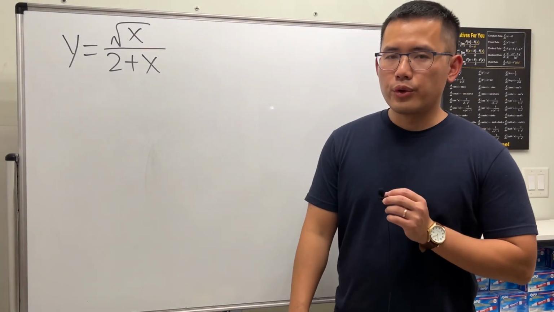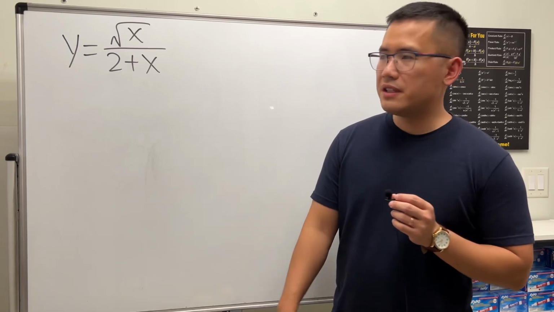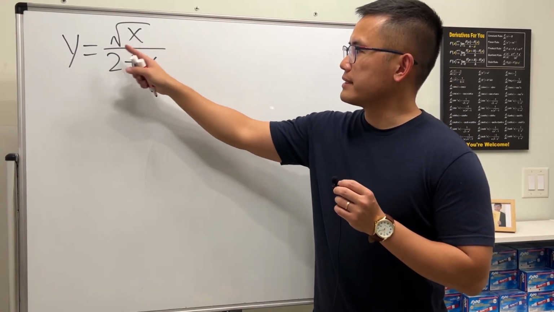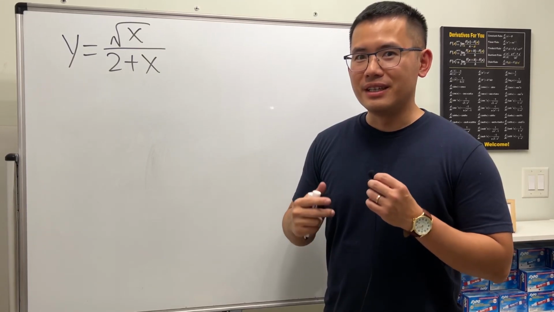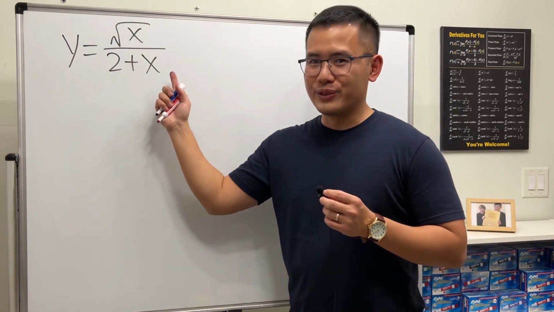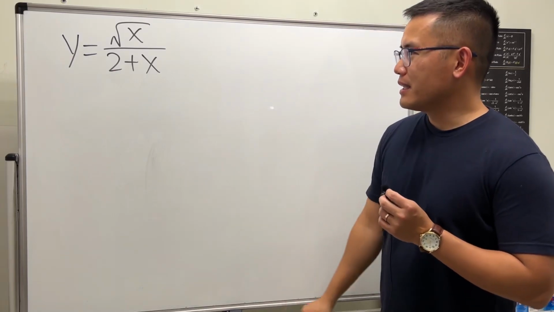In this calculus tutorial, I will show you guys how to find the derivative of this function, square root of x over 2 plus x. And of course, we will have to use the quotient rule because we have a quotient here. So let's go ahead and get this ready.